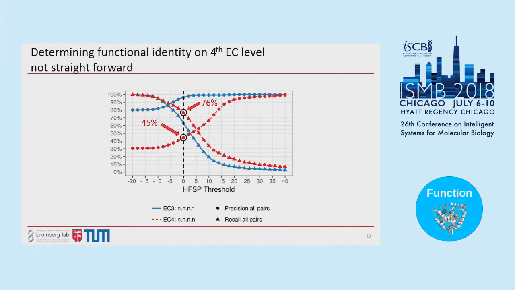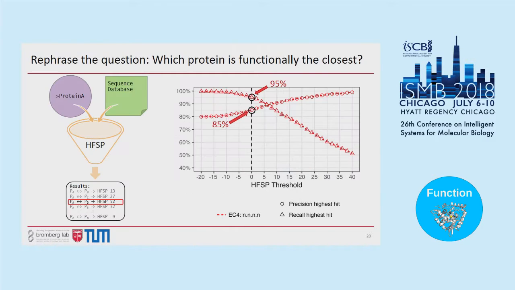And what you can see here is that we have an immediate drop of performance down to 45% precision at the default threshold. So what that led us to think about is, well, are people really interested whether two proteins share the same function, or are they rather interested in what is the functionally closest protein to the protein that I'm looking at? And what we did here is, instead of looking at all possible enzyme pairs, we're only extracting the result with the highest scoring HFSP.